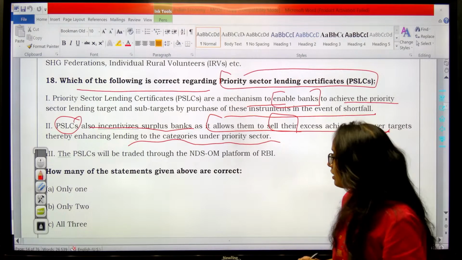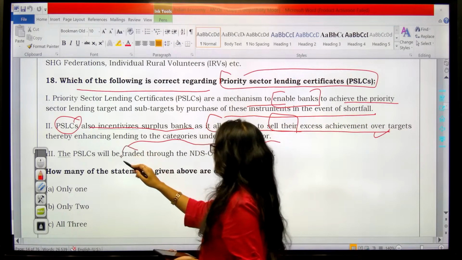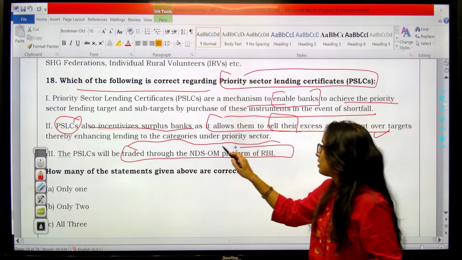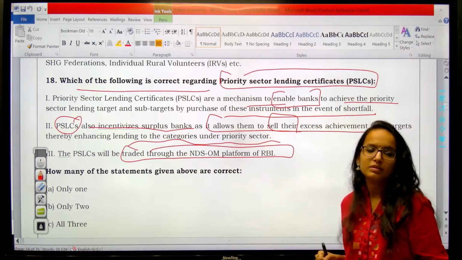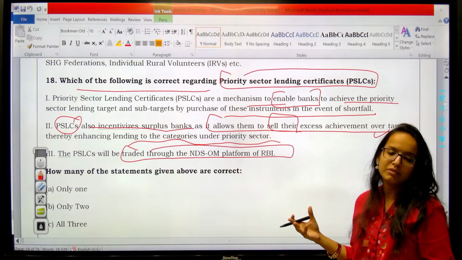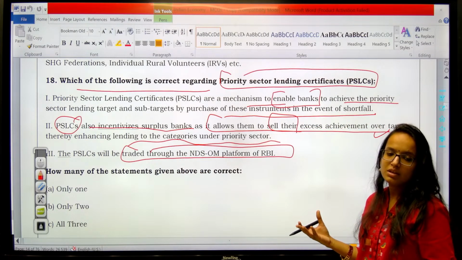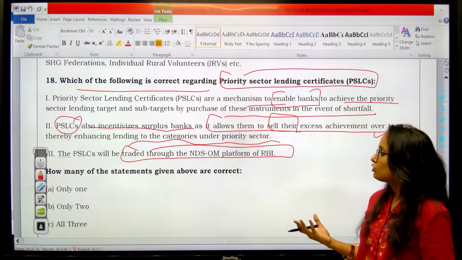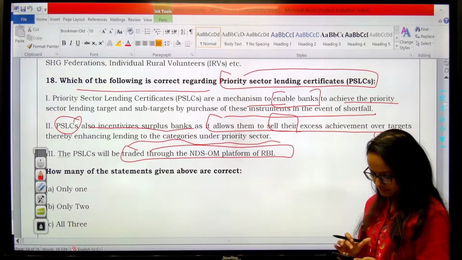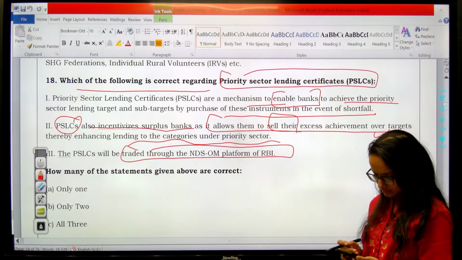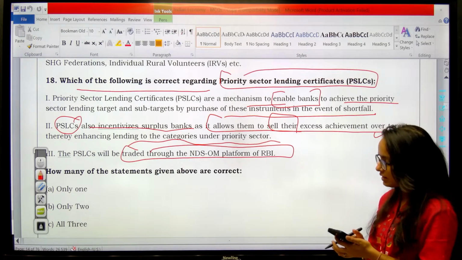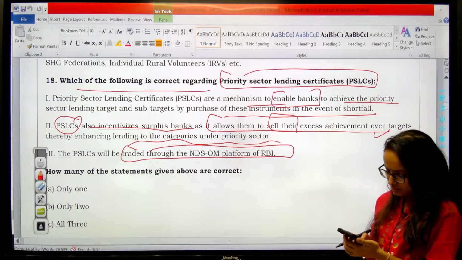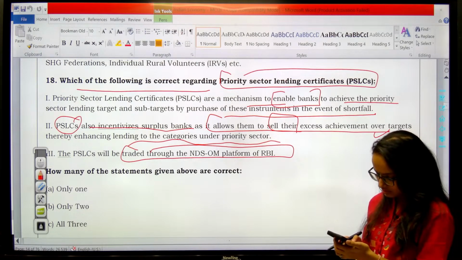Okay. Third, the PSLCs will be traded through the NDS-OM platform of RBI. So you know RBI has these platforms, NDS-OM, the core banking solution, CBS, right? So what is the right answer? What is the right answer here? 18, only 2. Statement 3 seems wrong.